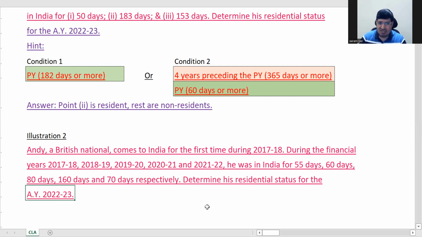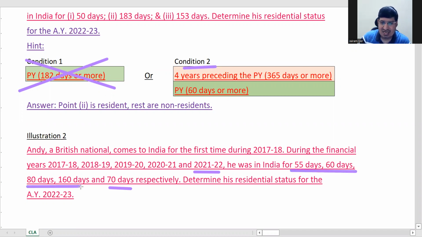ठीक है. Okay, so determine residential status. So यहाँ पे आपको what you have to do. So here how much is he here in the previous year? The previous year how many days are there? It is 70. So previous year is 70, then he cannot fulfill this, correct? So cut this first condition. Now only second condition can be fulfilled. So now just add these 4 and see whether it is 365 days or more. If yes, he will become a resident. Otherwise non-resident. Got it?